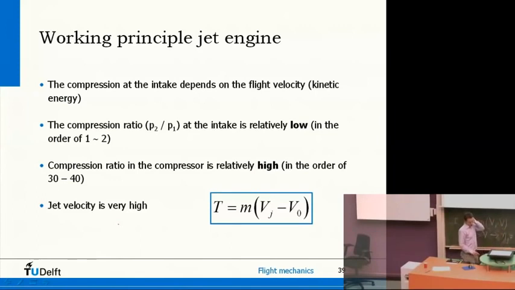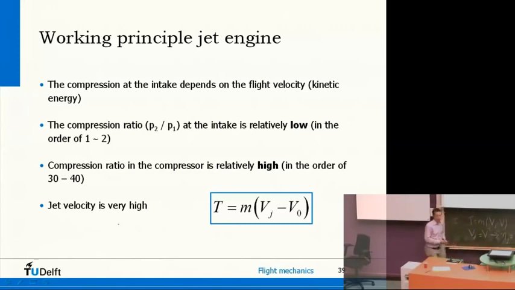Now, just summarizing, at the intake I said the air comes to a standstill in front of the engine, and that makes the air pressure increase a little bit at the intake. But that compression at the intake is quite low. Maybe pressure increases by 50%, but it's really negligible compared to what happens inside the engine. Inside the engine, the compressor makes the compression ratio up to a factor of 30 or 40, and the jet velocity at the end is very high.